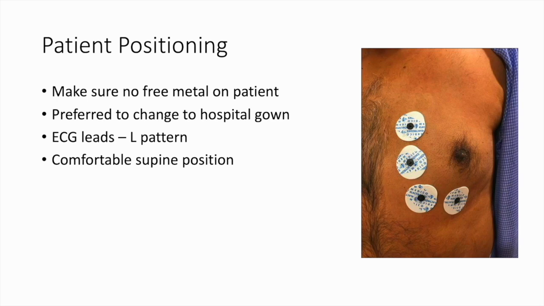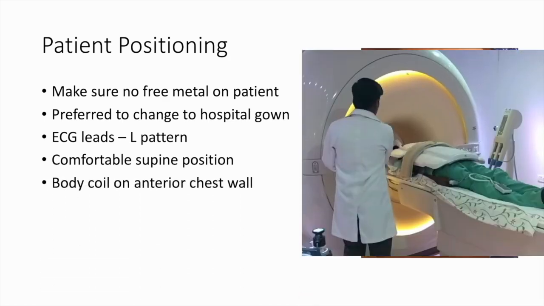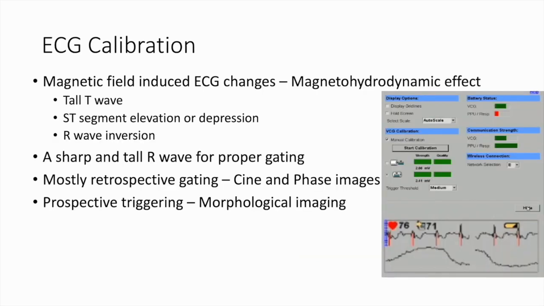Make sure the patient is in supine position and is comfortable with the body coil on the anterior chest wall. There should be no air gap between the coil and chest wall, especially in thin patients. ECG calibration is necessary both outside and inside the MR gantry to obtain reliable R waves for proper gating.